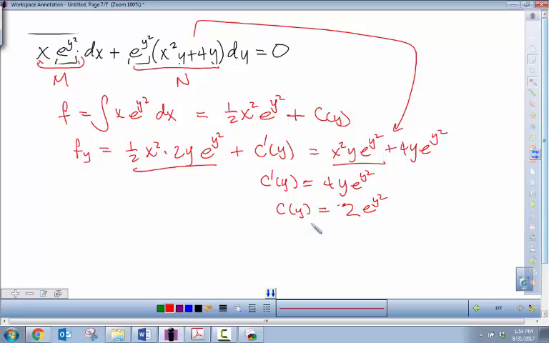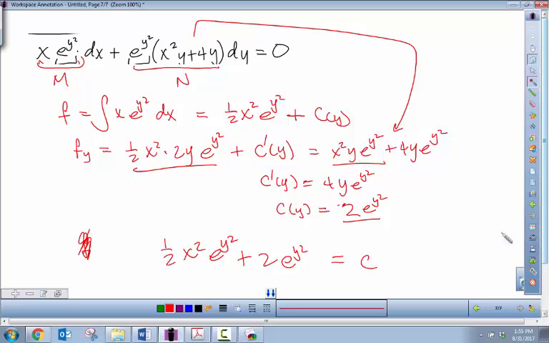So this is your c, and this is your f function, so your final answer, or your f, is equal to, let me just write the answer, 1/2 x squared e to the y squared plus this extra function of y term, is equal to a constant. And just x squared e to the y squared, if the 1/2 is multiplied by 2. Oh, I was looking at this. Oh, okay.